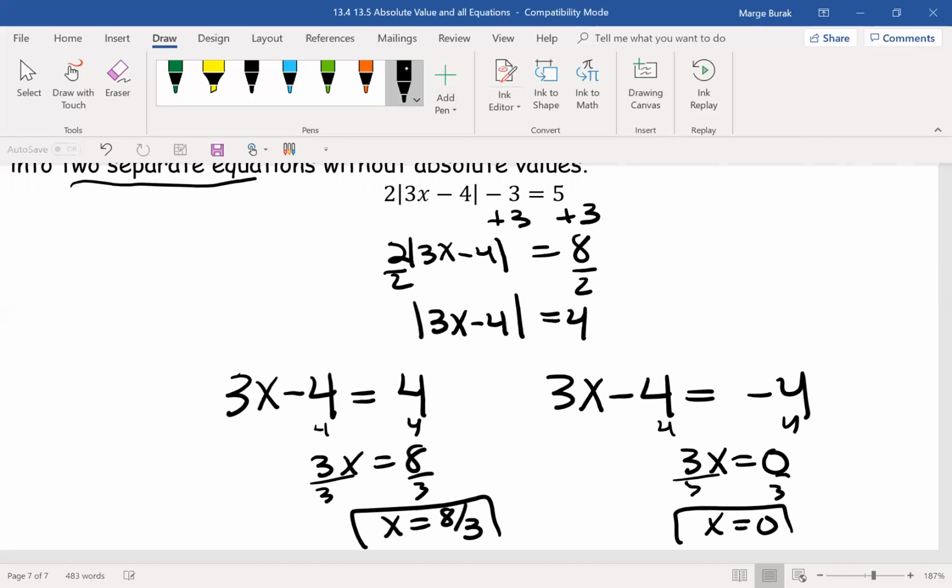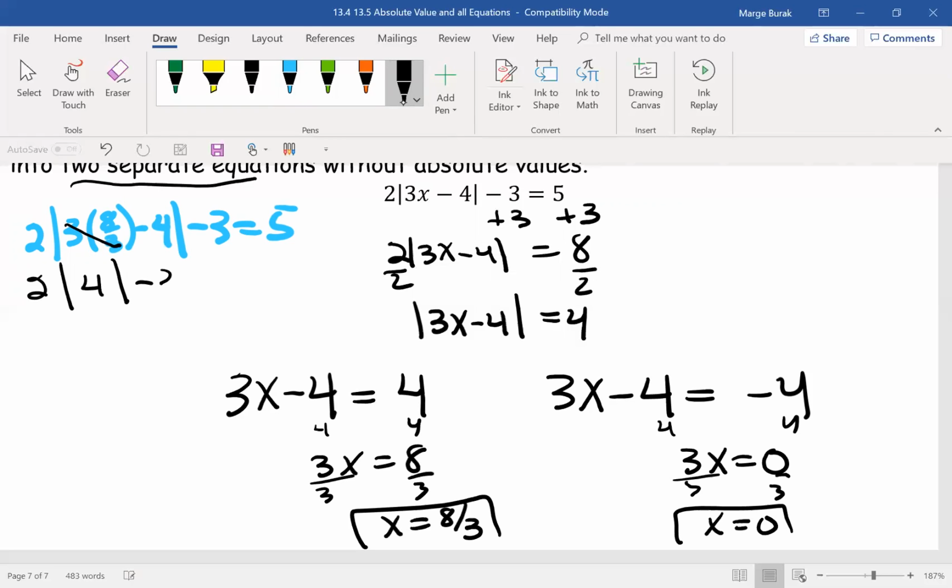Okay, let's go ahead and check these algebraically. So if x equals 8/3, I'm going to plug it in: 3 times 8/3 minus 4 minus 3 should equal 5. Okay, this is my check. So 3 times 8/3 becomes 8. So we have 8 minus 4 is 4. And then 2 times 4 is 8 minus 3. Yeah, that checks.